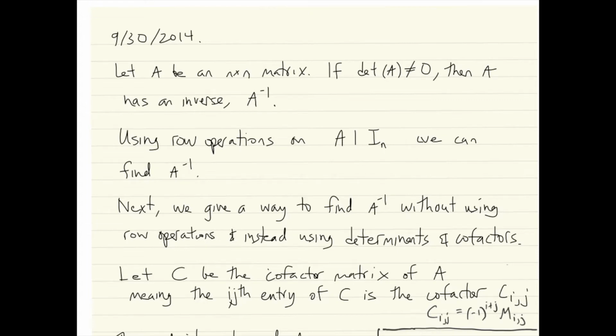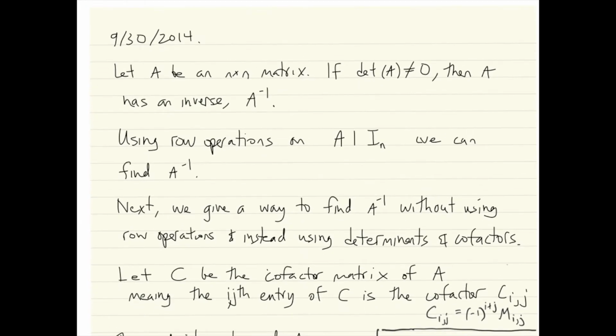Okay, let A be an n by n matrix, and we've seen that if the determinant of A is non-zero, then A has an inverse, denoted A to the -1. And using row operations on the augmented matrix, A augmented with the n by n identity matrix, we can find A inverse. We saw that in chapter 1.